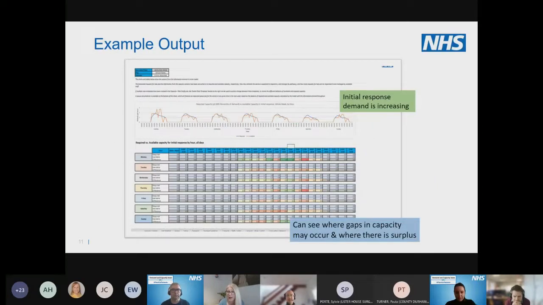So this is the example output from the model itself once you put all the information you need into it. This provides you a sort of 1-page view. I know it's really tiny, but we'll send things out for you to have a look at.